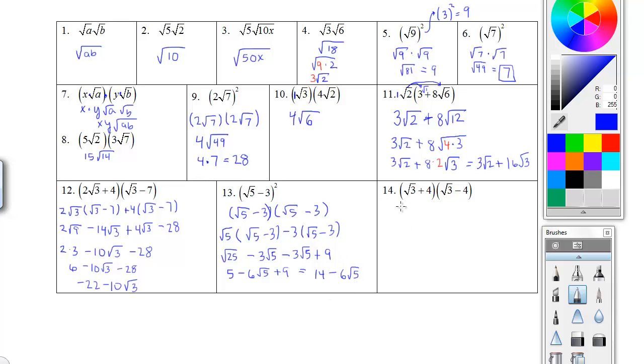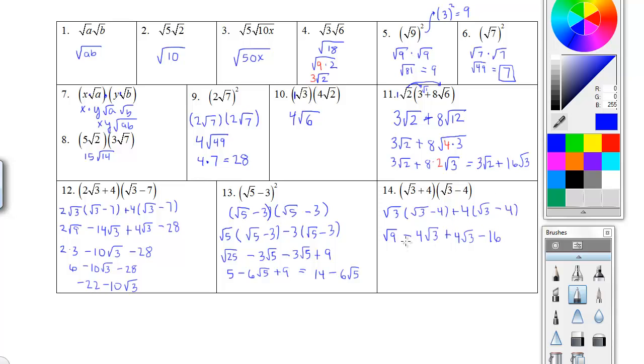Alright, moving on. Same idea. Root 3 times root 3 minus 4 plus 4 times root 3 minus 4. I took the root 3 times both of these and the plus 4 times both of these. So root 3 times root 3 is root 9. 4 times root 3 just becomes 4 root 3 plus 4 root 3 minus 16.